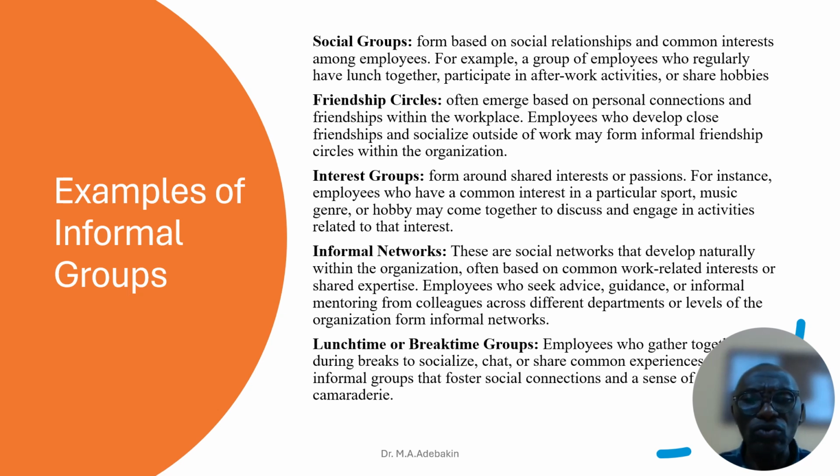Some of the examples of informal groups have also been listed. One of them is social group, usually formed on social relationship and common interest. Another one is friendship groups, employees who develop close friendship and then try to socialize outside of work. They can form informal friendship circles within the organization. We have interest groups formed around shared interest or passion. For instance, you have employees who have common interests in maybe a particular sport or music or even hobby. They can come together to discuss and engage in activities related to that interest.